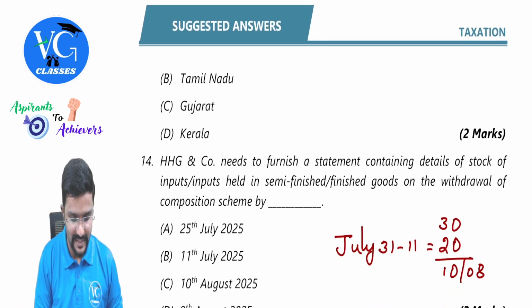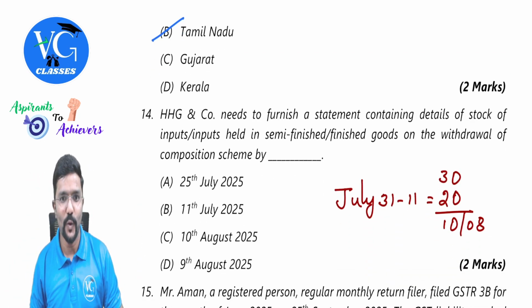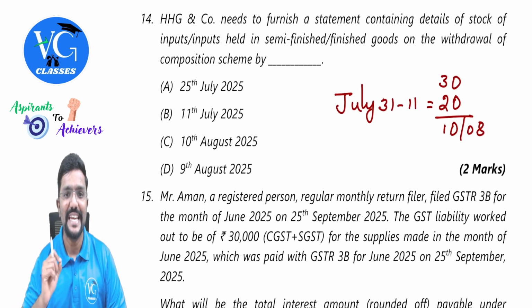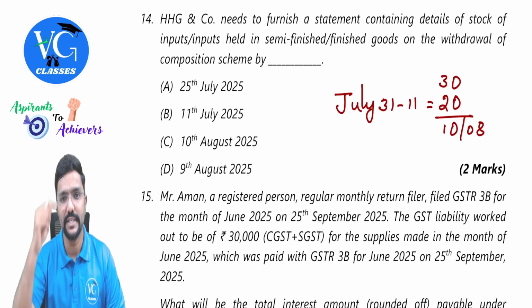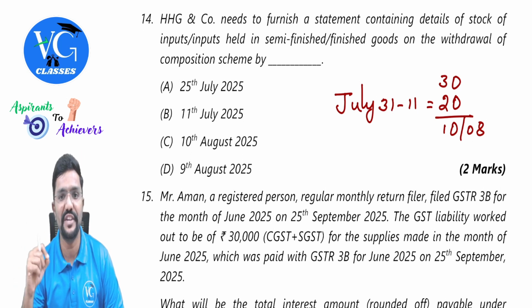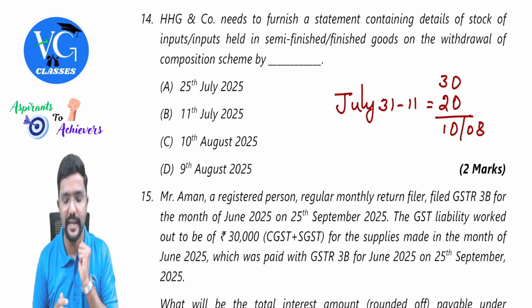Nearest to the baseline, Tamil Nadu. Okay, sir. The last one. HHG and Co. needs to furnish a statement containing the details of stock of inputs held in semi-finished or finished goods on the withdrawal of composition scheme within 30 days.